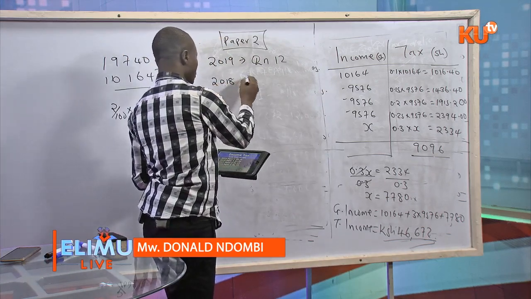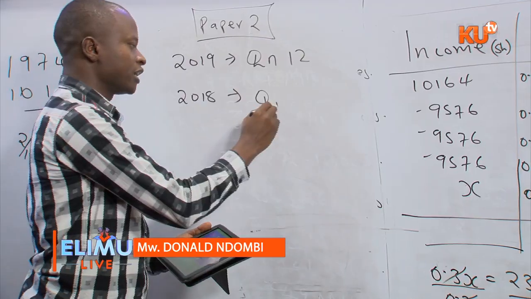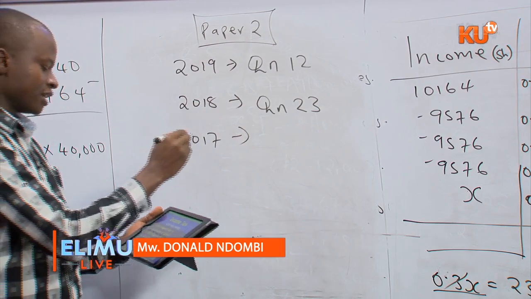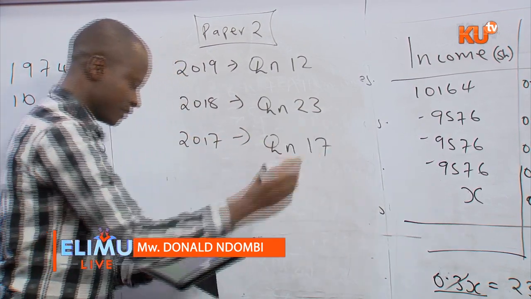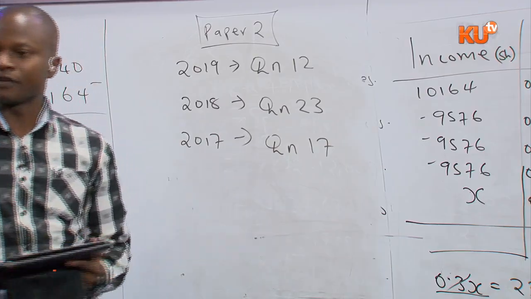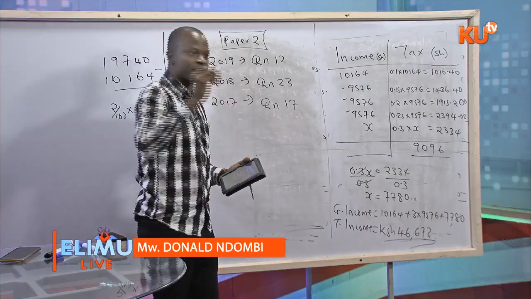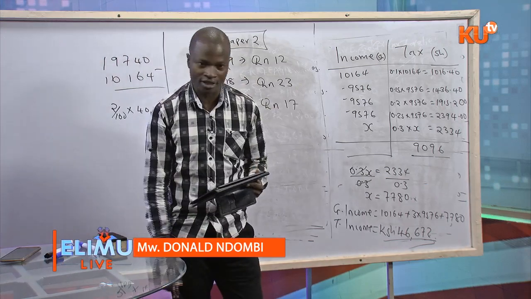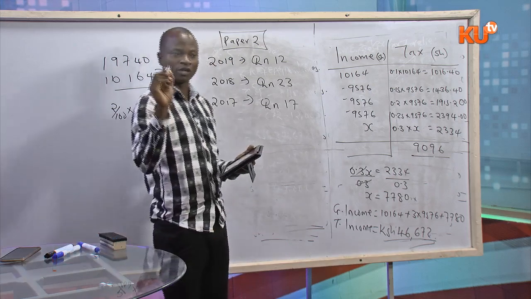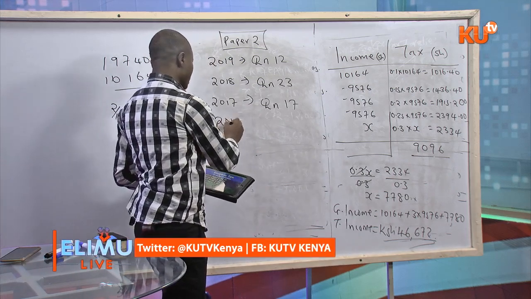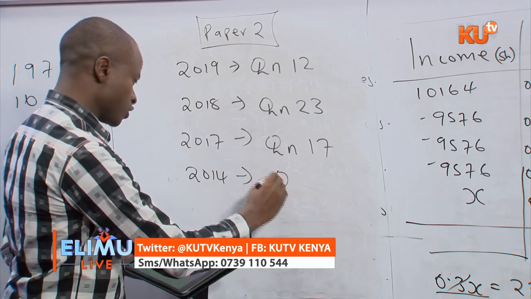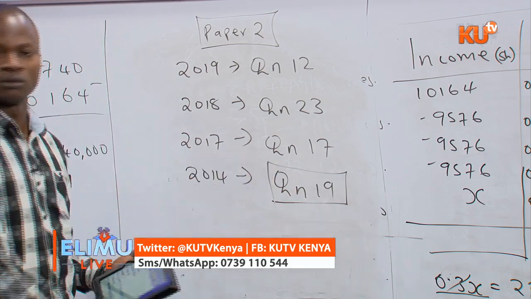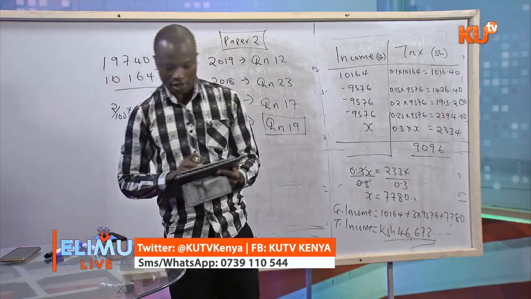2018, there was a question there. 2018, that was question 23. 2017, yes, there was a question there, question 17. Now 2016 and 2015, there was no question on income tax, but those questions on commercial arithmetic were on hire purchase and the other one on compound interest. So there's no year a question is missing on commercial arithmetic too. Then 2014, lastly, you will check question 19, that will be income tax. And this one is on reverse taxation. So you can check, keep revising.